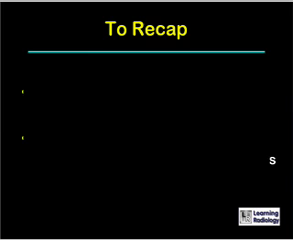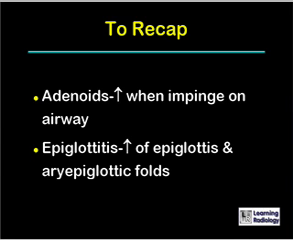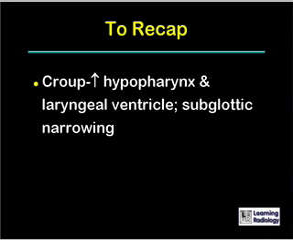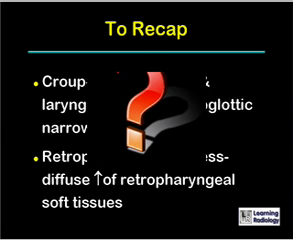So to recap, adenoids are enlarged when they impinge on the nasopharyngeal airway. Epiglottitis features enlargement of the epiglottis, the thumb sign, and enlargement of the aryepiglottic folds. In croup, there is dilatation of the hypopharynx and the laryngeal ventricle and narrowing of the subglottic space. And in a retropharyngeal abscess, there is usually diffuse enlargement of the retropharyngeal soft tissues.